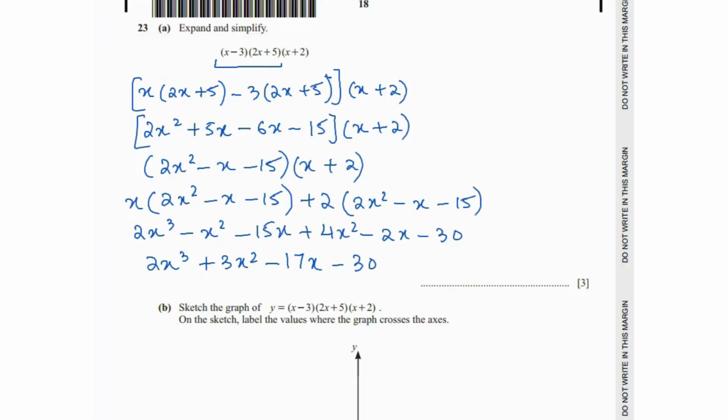So make sure to expand two brackets first and then multiply the result with the third bracket. Do not start with expanding all of the three brackets in one go. That's just going to mess up your calculation and get it wrong.